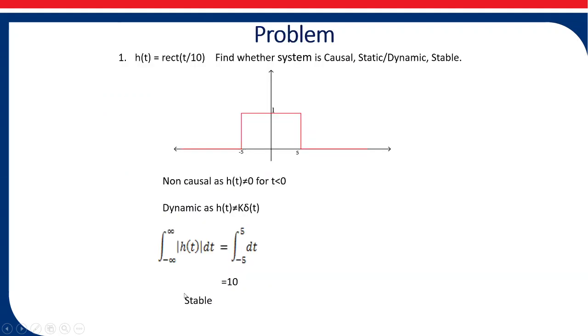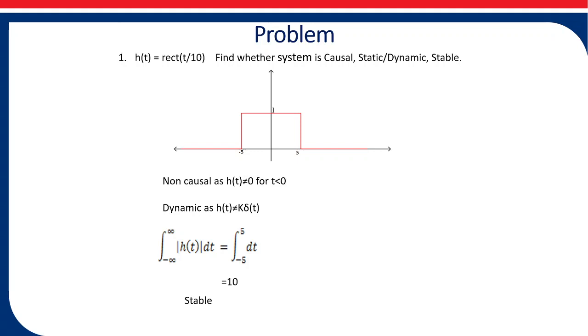We can see with the help of an example of a continuous time system, where h of t, the impulse response of the system, is given by a rectangular function rect t upon 10. Rect t upon 10 means it is a rectangular function having a value of 1, and it has a width of 10. It is centered around 0, so it exists from minus 5 to plus 5 with a value of 1. And we are asked to check whether the system is causal, whether the system is static or dynamic, and whether the system is stable. First of all, we'll see whether it is causal.